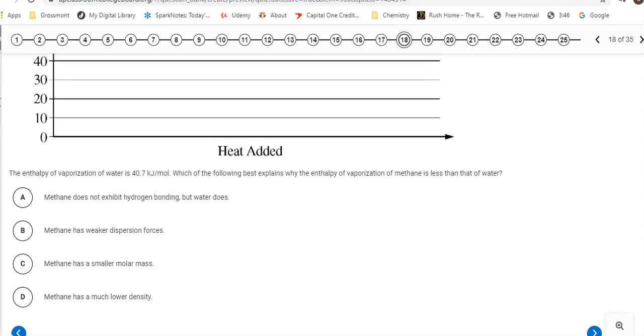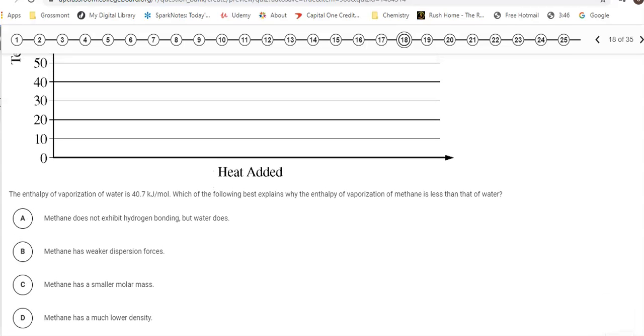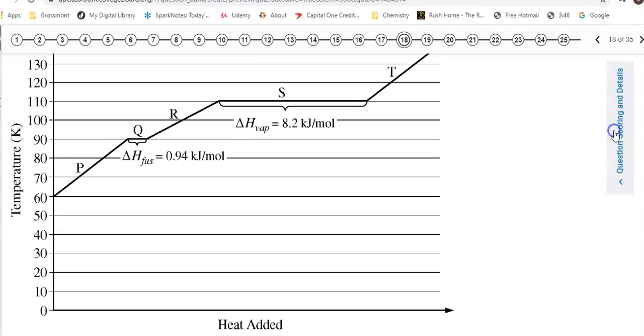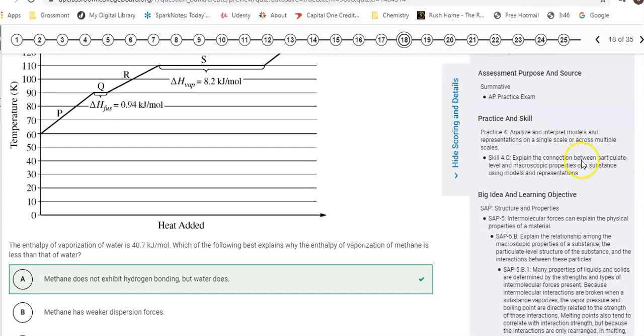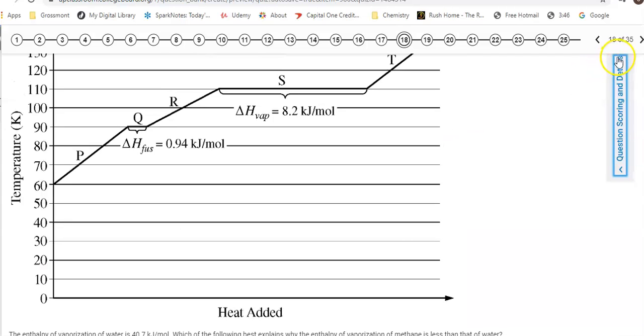No, it could be A. Methane, yeah, I would say this one. Actually, water does have stronger dispersion forces than methane, but that's not the point. The point is methane does not exhibit hydrogen bonding, but water does. So let's just check that answer. I'm pretty sure that's the right answer. That is, A is right. So it's because water can do hydrogen bonding and methane can't. Okay, let's keep rolling here.